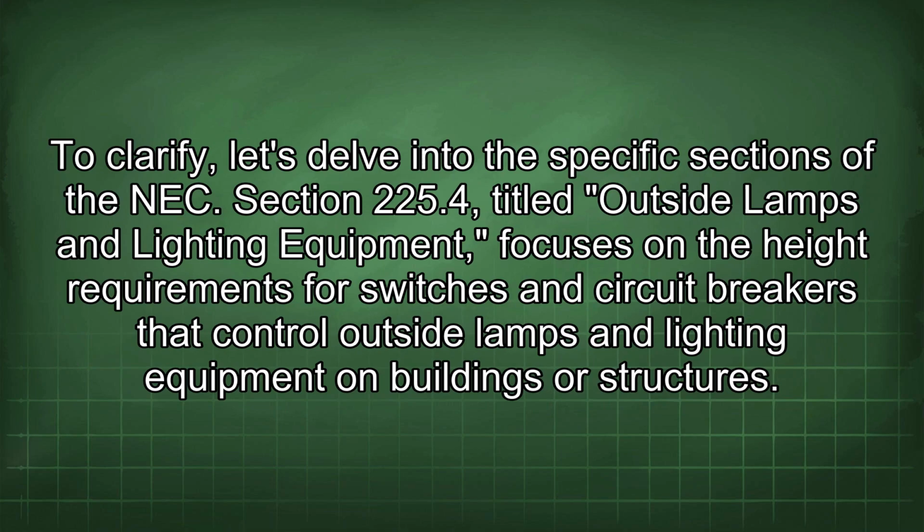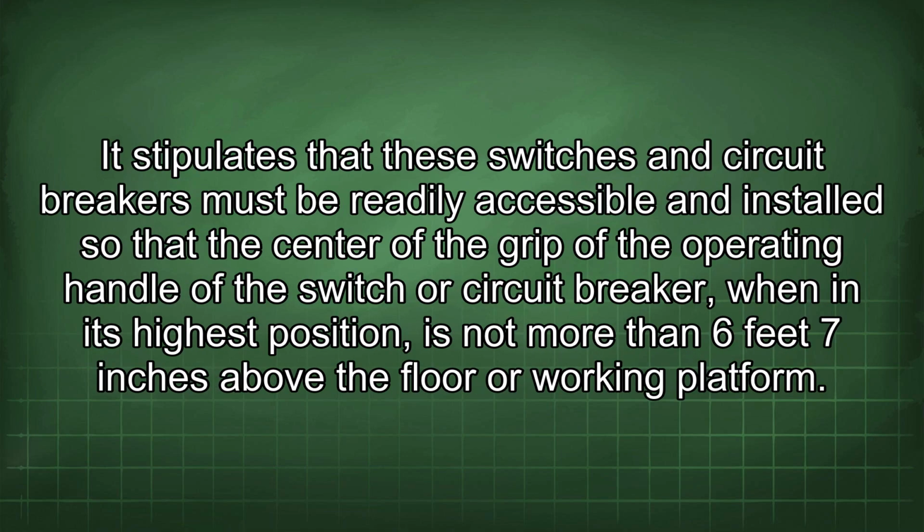To clarify, let's delve into the specific sections of the NEC. Section 225.4, titled Outside Lamps and Lighting Equipment, focuses on the height requirements for switches and circuit breakers that control outside lamps and lighting equipment on buildings or structures. It stipulates that these switches and circuit breakers must be readily accessible and installed so that the center of the grip of the operating handle of the switch or circuit breaker, when in its highest position, is not more than 6 feet 7 inches above the floor or working platform.